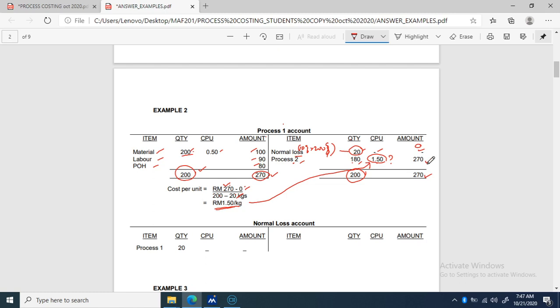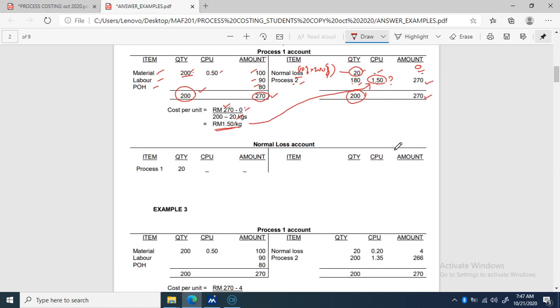Then we prepare the normal loss account. What is the normal loss account? We transfer from process 1 to here: credit process 1, debit normal loss. So 20 kg, but there is no value. When there is no value, you cannot sell, so the amount is 0. Okay, then we move to the next one.